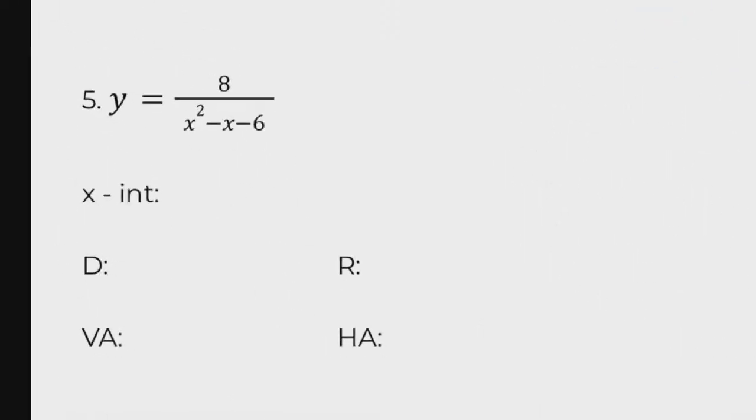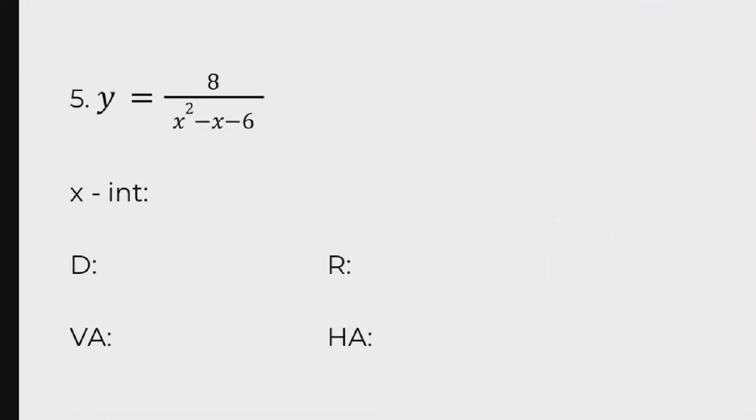Okay, number 5, we have y equals 8 over x squared minus x minus 6. The x-intercept would be when we set the numerator equal to 0, but since it's just a number, that means there's no x-intercepts. For the vertical asymptote, we're going to set the denominator equal to 0. So x squared minus x minus 6 equals 0.